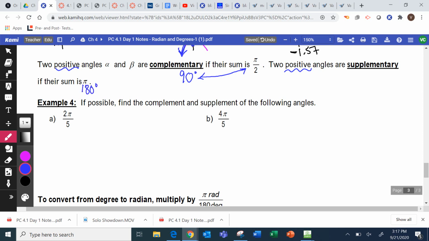If possible, find the complement and the supplement of the following angles. So if I know one of the angles is 2 pi over 5, and then I add on the other angle, which maybe it's beta, I should get pi over 2. This is for the complement.